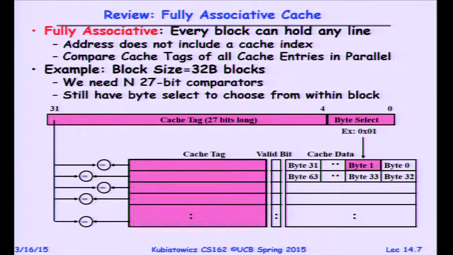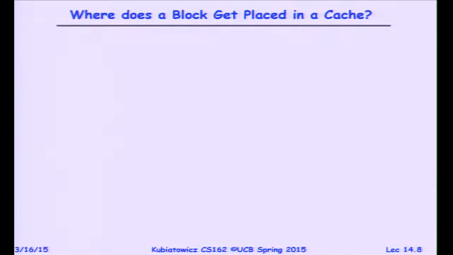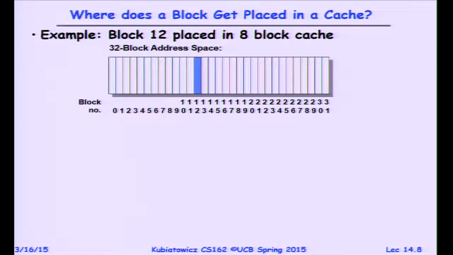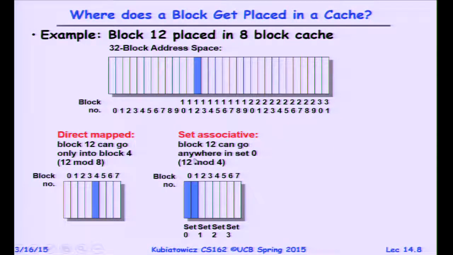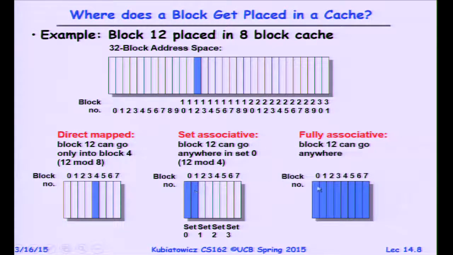Other questions? Okay, so where does a block get placed in the cache? Here's the address space. Again, physical, not really giving you what it is yet. As you can see, here's an actual item on address 12. In a direct map, there's a well-defined place: here's an 8-entry cache, and we take 12 mod 8. That gives us 4. There's only one place to put it. In the set associative two-way cache, it could be in either of these two places. There's twice as many places to put it. Fully associative, it can be in all 8 places.